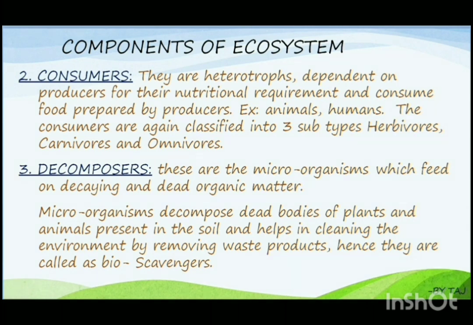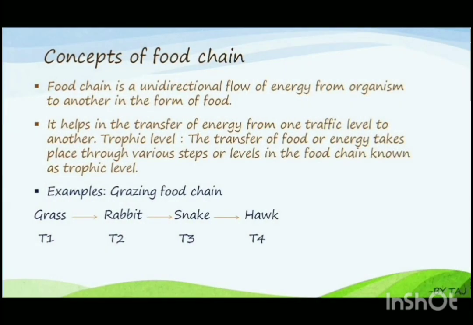This one they are going to ask in HSTR, very important. You have to remember this one. Microorganisms are bioscavengers. So the food chain is a unidirectional flow of energy from one organism to another organism in the form of food. That means a food chain is a unidirectional, single directional flow of energy from one organism to another organism in the form of food.